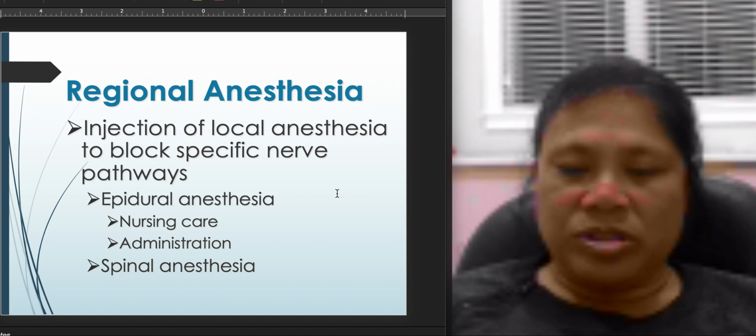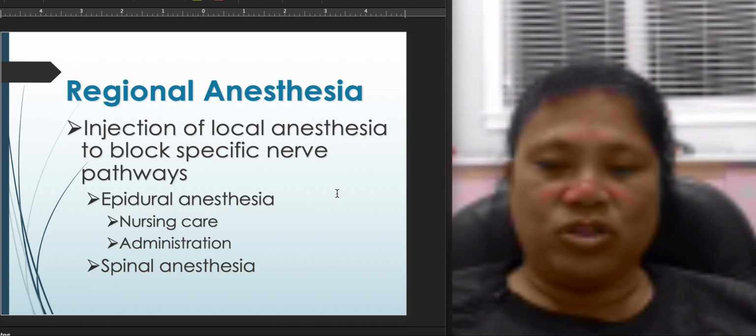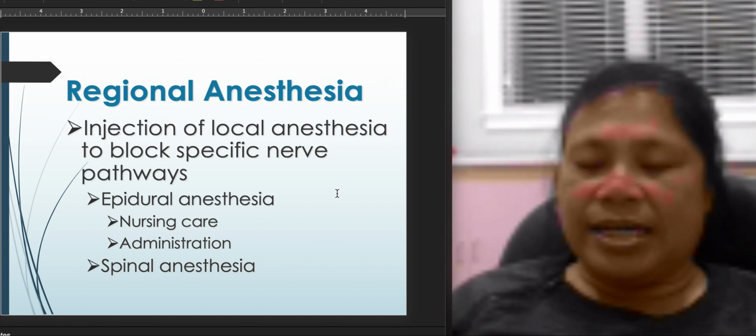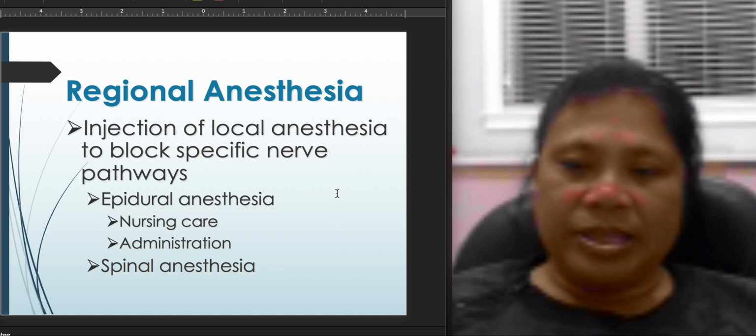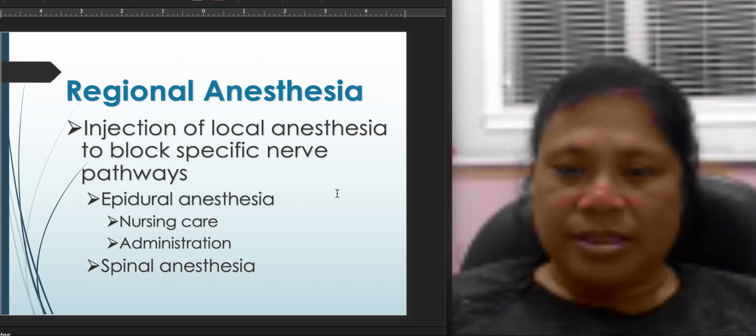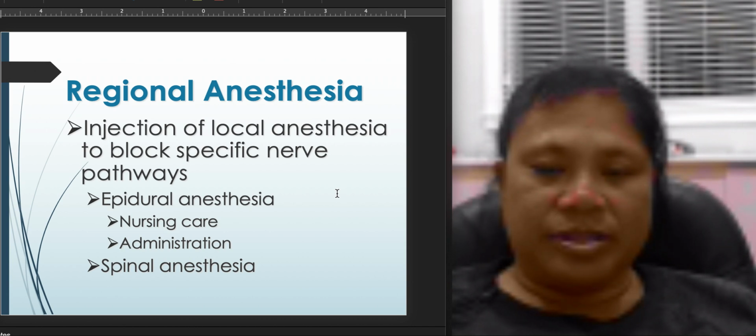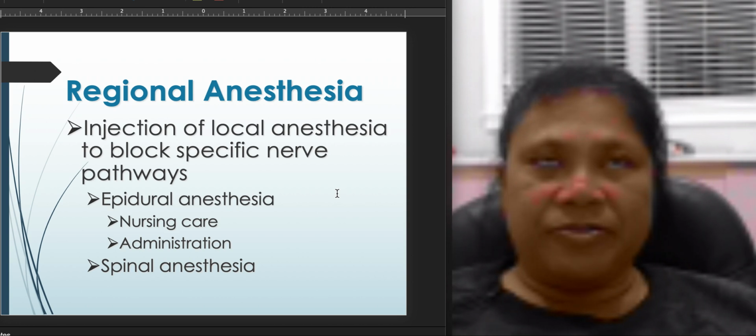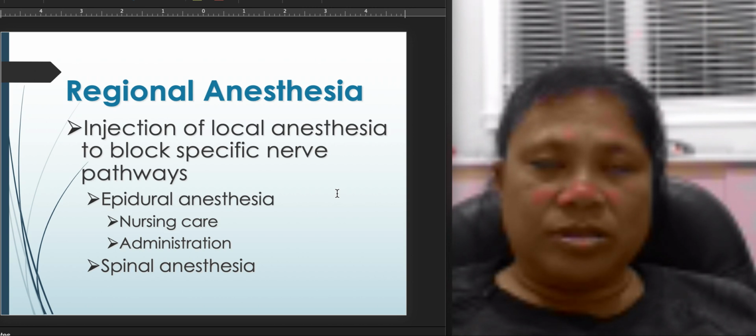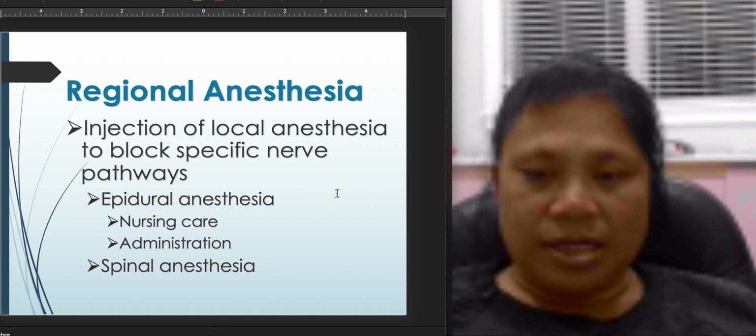And as far as the nursing care, prior to the epidural anesthesia procedure, you need to acquire the CBC, specifically the platelet count, because if the platelet count is below 100, then that patient is unable to receive an anesthesia. The reason being is that if the platelet count is too low, the patient will have excessive bleeding, and they won't be able to clot.